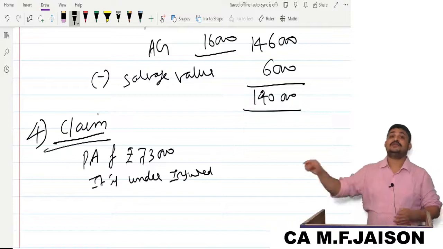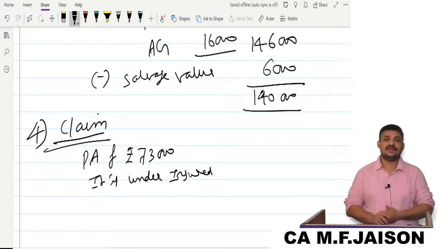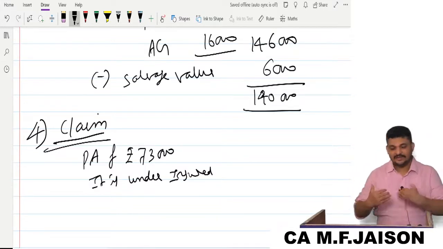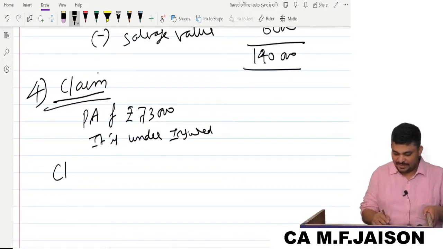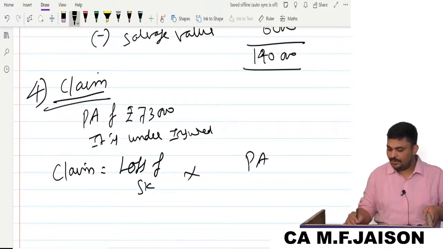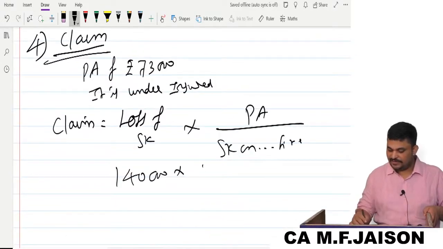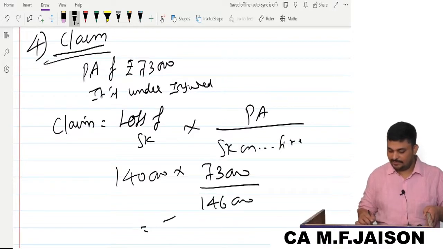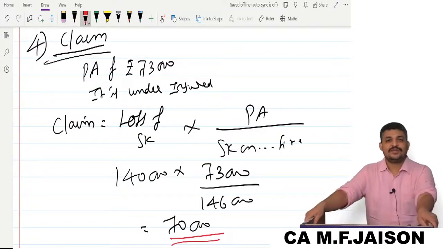Third, just because the agreement says there is an average clause, should I apply the average clause? No. Only if the third condition is satisfied. What is the third condition? It should be underinsured. Then only we will apply the average clause. Understood? So that way we will apply the average clause. So claim is equal to loss of stock into policy amount divided by stock on date of fire. So which is 1,40,000 into 73,000 divided by 1,46,000, which is equal to 70,000. This is how we should be calculating this claim.